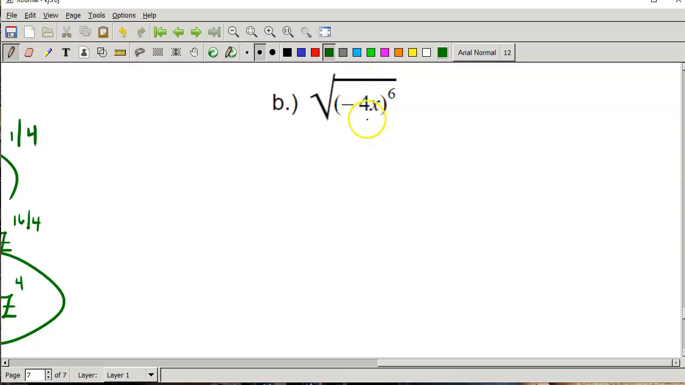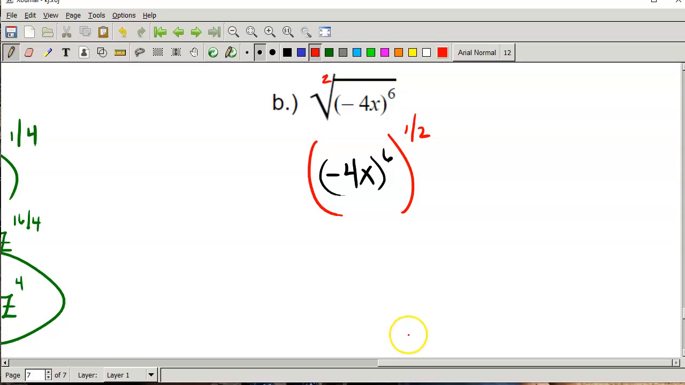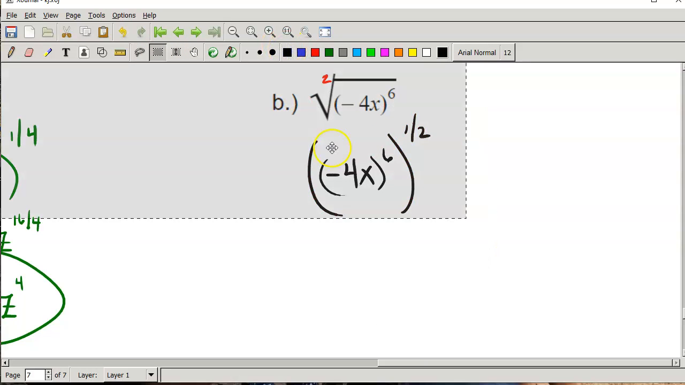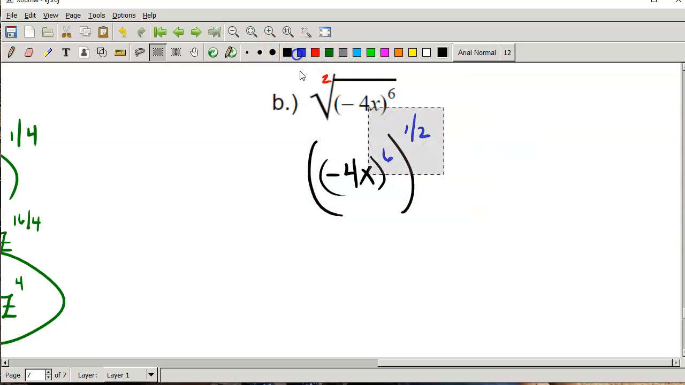All right, part B. Let's write this one out. So we have negative 4x raised to the 6th. And I'm not even going to multiply any of that out yet. This is a square root, so I'm going to take this whole thing and raise it to the 1/2. I'm just rewriting this in exponential form. If I do that, then I can take these exponents and multiply them. So I have a power of a power. So I'm going to multiply this, and I'm going to have negative 4x raised to the 3.